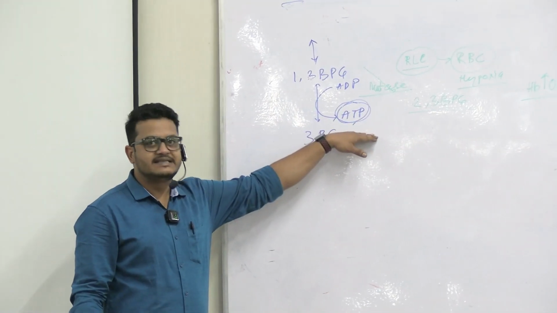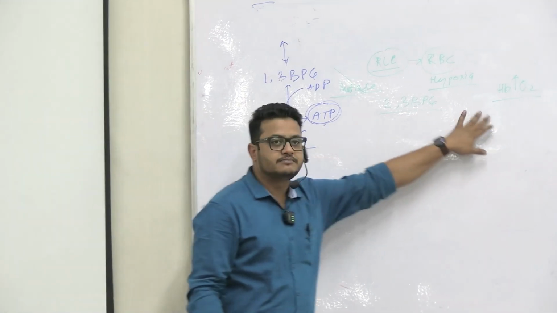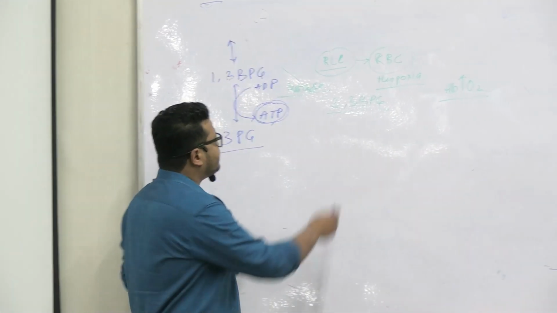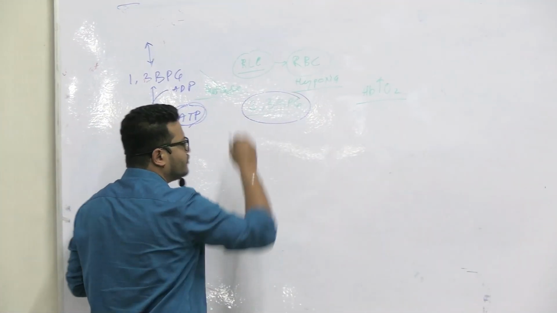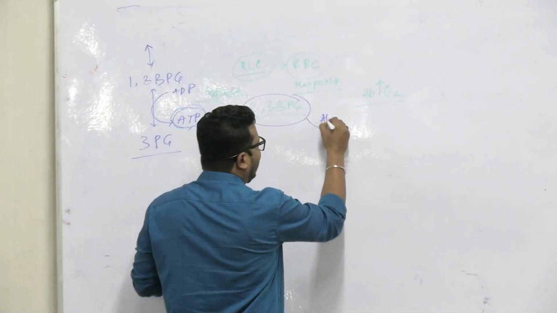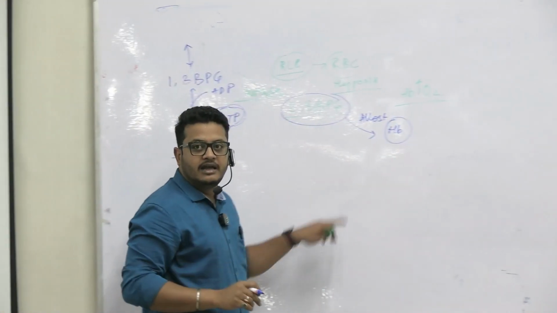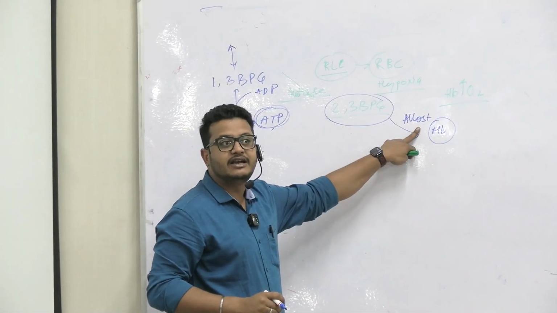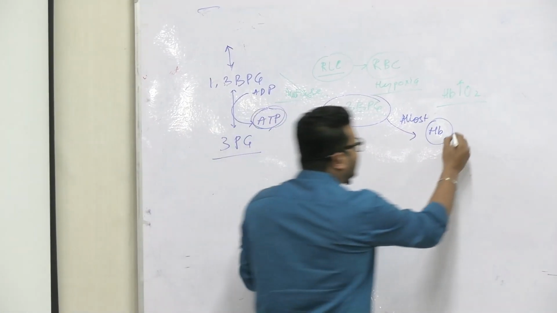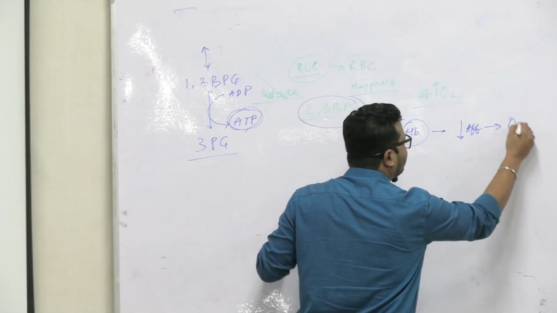Shutting down, shifting of reaction, dependent on some stimulus. Okay. Once this component is produced inside the RBC, what will it do? It will go and bind to an allosteric site of hemoglobin. Listen carefully. It will go and bind to an allosteric site of hemoglobin, which will cause a decrease in the affinity of hemoglobin for oxygen.